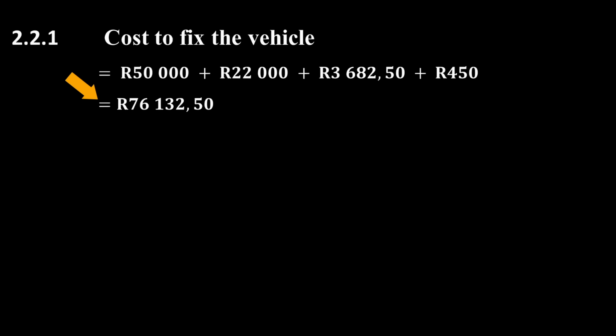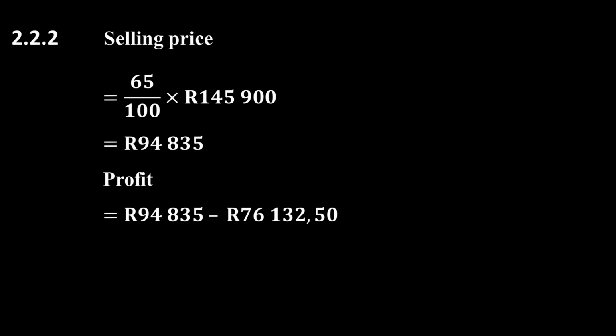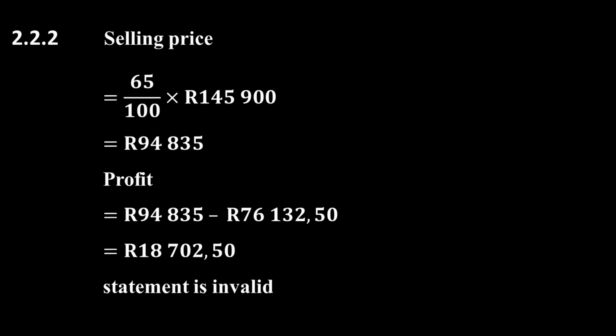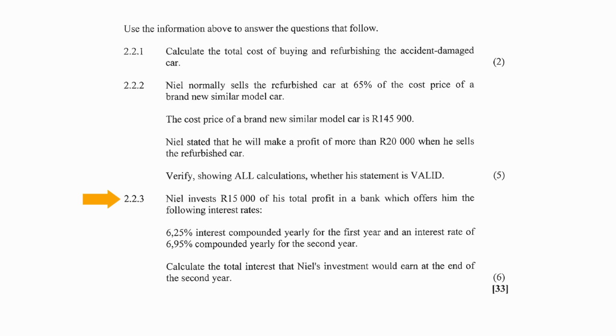The profit made for selling the refurbished car will be the difference between the selling price of 94,835 Rand and the total cost to purchase the car and refurbish it, which was calculated in question 221 of 76,132 Rand 50 cents. This equals a profit of 18,702 Rand 50 cents. Since this is less than the stated 20,000 Rand, we can conclude that his statement is invalid.